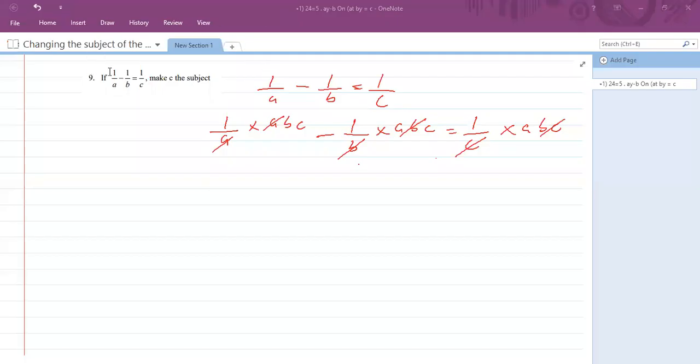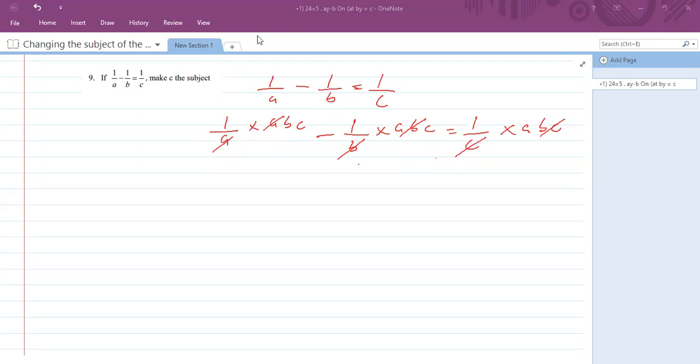The idea is you have 1 over A plus 1 over B is equal to 1 over C. We take each of them: 1 over A minus 1 over B equal to 1 over C. We multiply everything by A, B, and C. Why do I have to do this? Because we want to get rid of the denominators, right? That's the first rule: get rid of the denominators. The only way we can get rid of them is to multiply by their denominators.